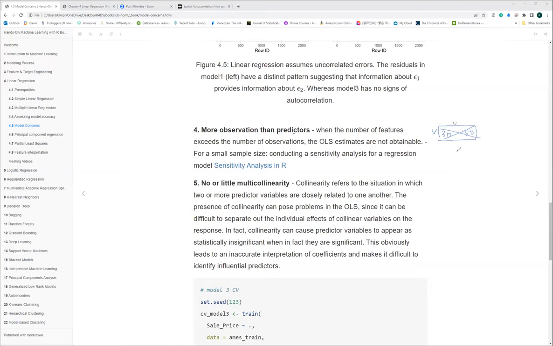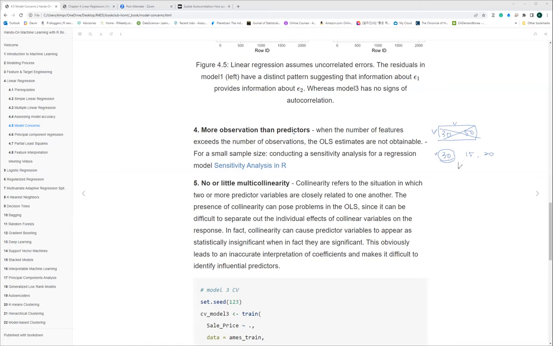So, what about this? When we have 30 observations and a predictor count of maybe 15 or 20, in that case we can learn the model, but we have a very small sample size. That means we cannot be sure that the sample represents the characteristics of the entire population.